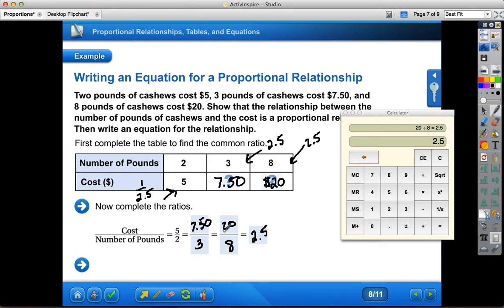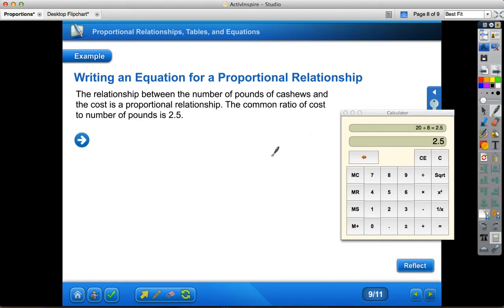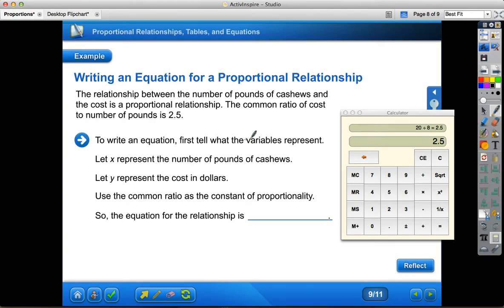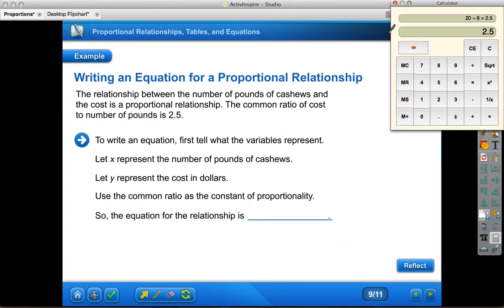So the cost is always 2.5 times the amount of pounds that you buy. So we have determined that the common ratio is 2.5, and that therefore this is a proportional relationship. So now that we know that the relationship is proportional, and since I know that the common ratio was 2.5, I have to figure out what each piece of the equation is going to represent. So x is going to represent the amount of cashews, because remember, the equation is written as y equals a times x, where a has to be the constant of proportionality. So I know that a is going to be my 2.5, because that's my constant.